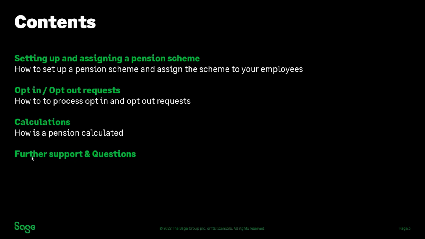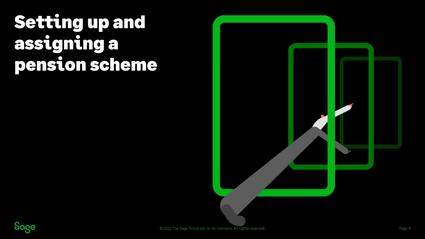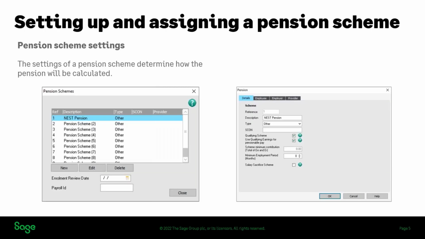So let's get into the first section, and that is setting up and assigning a pension scheme. So to do this, you'll need to go to your pension scheme settings, which again, we'll jump in the program. I'll show you where that is. But the pension scheme settings is going to determine how it's calculated. So I mentioned it's important for the calculations later down the line.